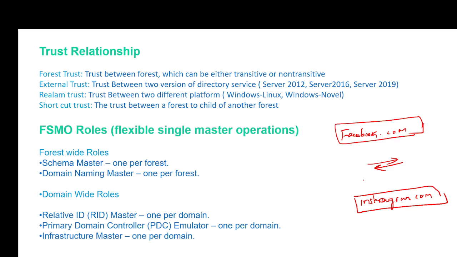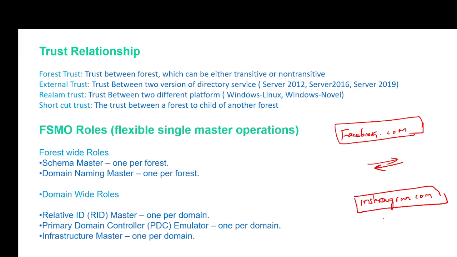Transitive means Facebook can access Instagram, and Instagram can also access Facebook. Transitive is two ways. Non-transitive means only one way: only Facebook users can access Instagram, and Instagram cannot access Facebook. Transitive means two-way: I believe you and you also trust me at the same time. Non-transitive means I simply trust you, but you do not trust me at all. That is called non-transitive.